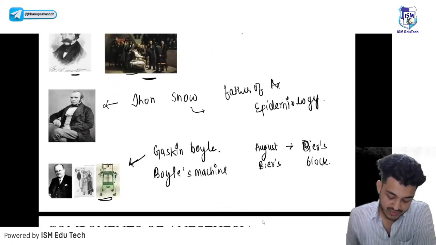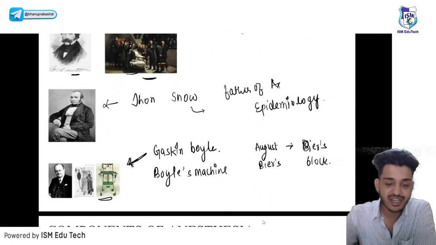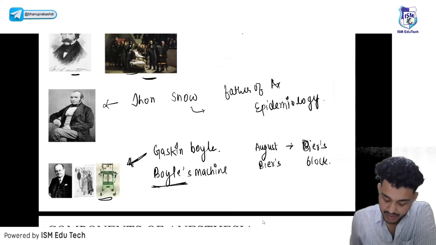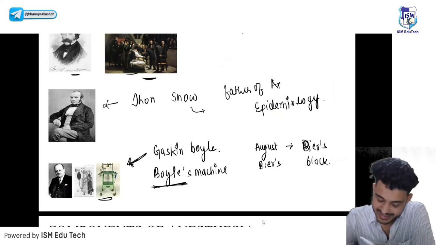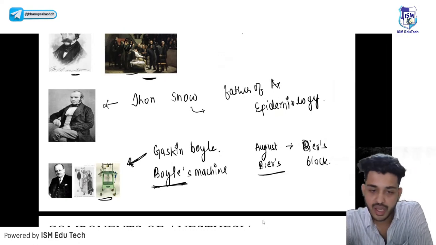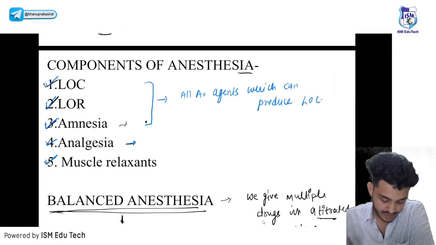Then two more scientists we need to remember. First one is Sir Edmund Gaskin Boyle. He gave the Boyle's machine. Which machine? Boyle's machine. And second one is August Bier. He gave the Bier's block. I will tell you what is Bier's block, what is regional anesthesia. I will tell you.